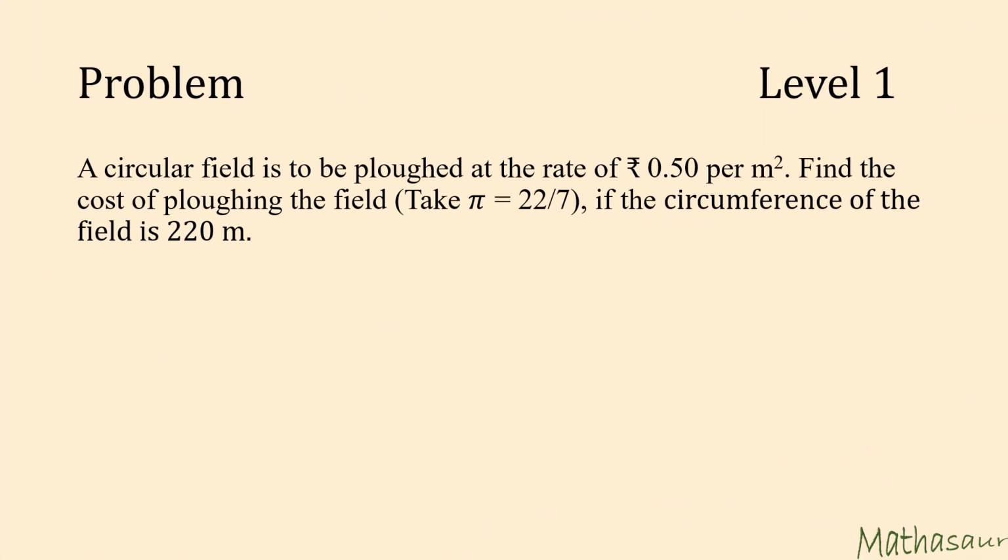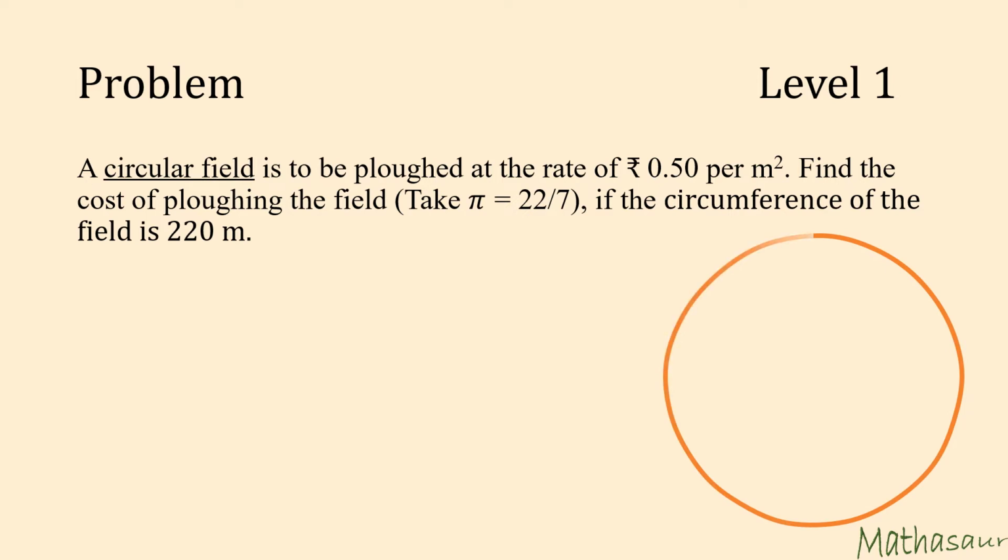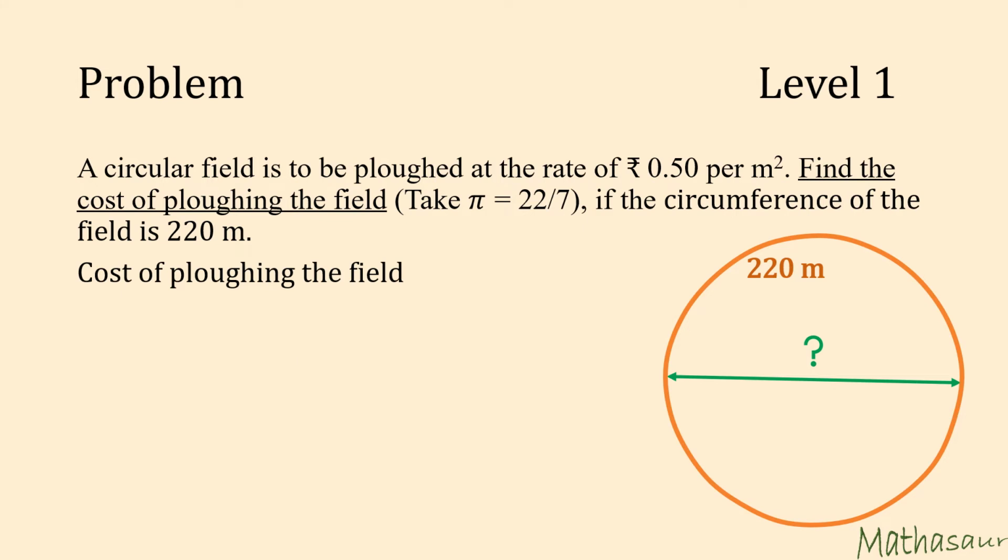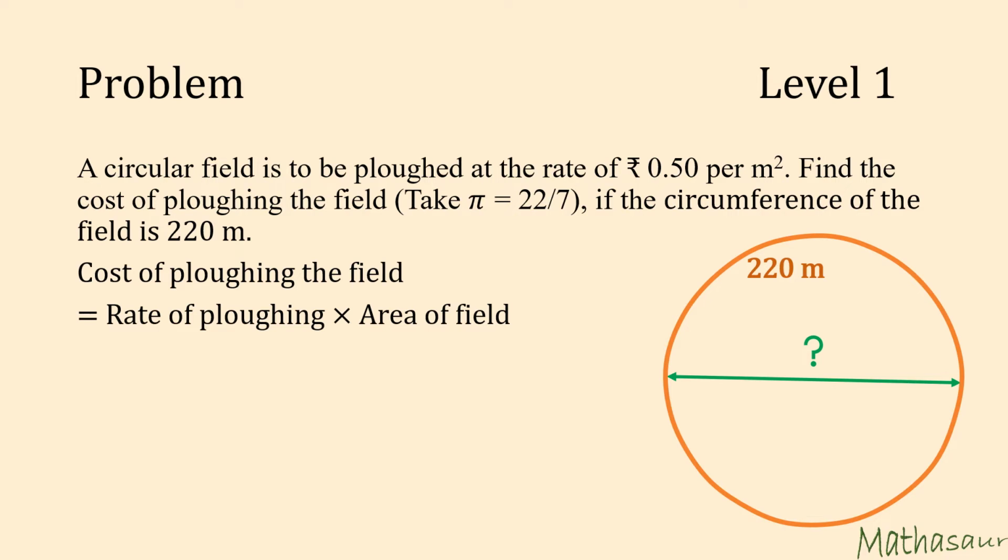Let us look at a few problems. A circular field is to be ploughed at the rate of 0.5 rupees per meter square. Find the cost of ploughing the field if the circumference of the field is 220 meters. So we have a circular field and the circumference is given as 220 meters. But we are not given the diameter, and we have to find the cost of ploughing this field. That would be equal to the rate of ploughing times the area of this field.